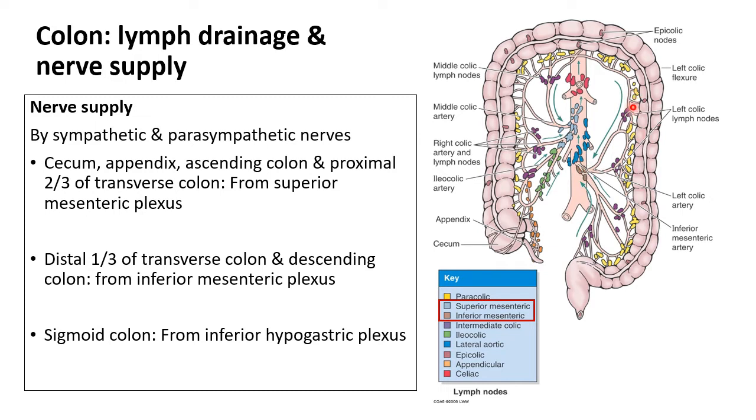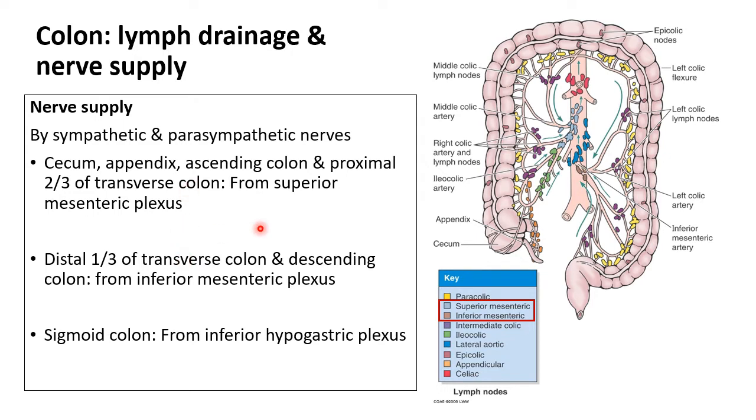Now don't worry about the left colic, right colic, middle colic nodes, they correspond to the arteries. You just need to focus on the main ones: superior mesenteric lymph nodes and inferior mesenteric lymph nodes.